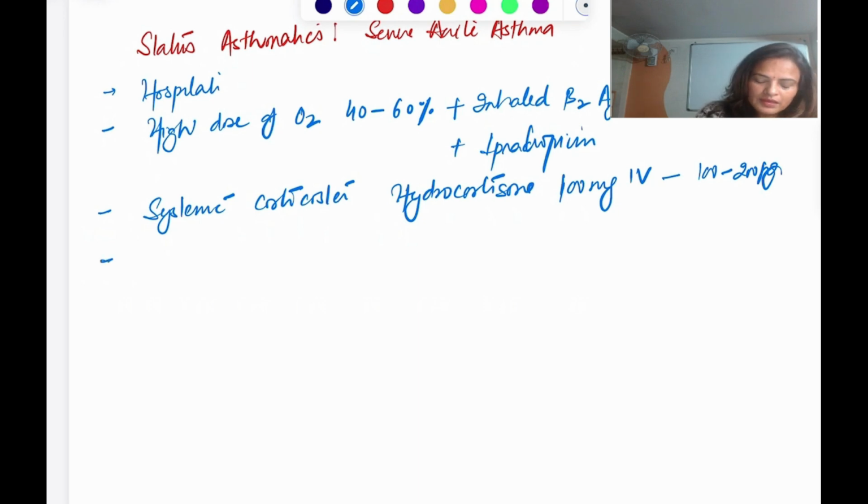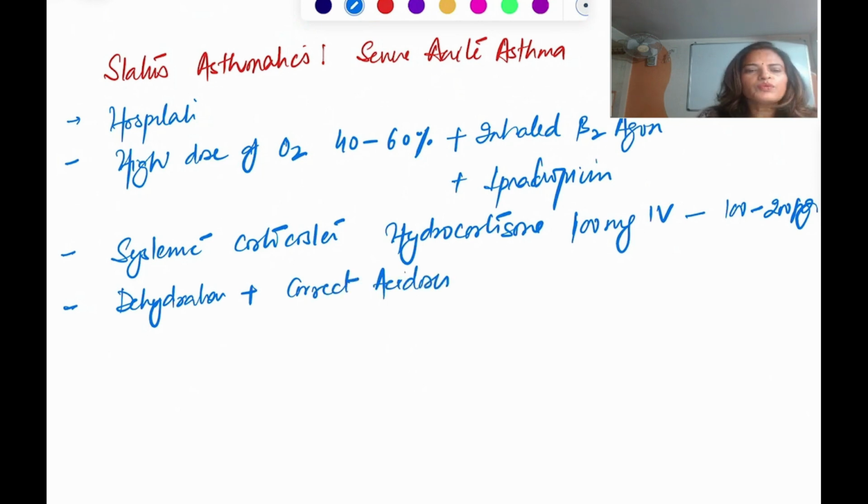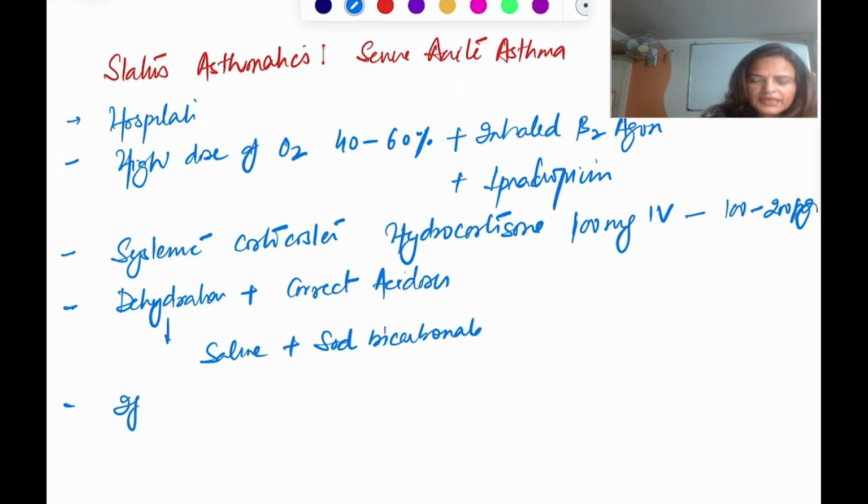And here, just look for dehydration. If the person is having dehydration, give saline and correct the acidosis. For this we give saline and sodium bicarbonate. And if the person is having any respiratory tract infection, then put the appropriate antibiotic.